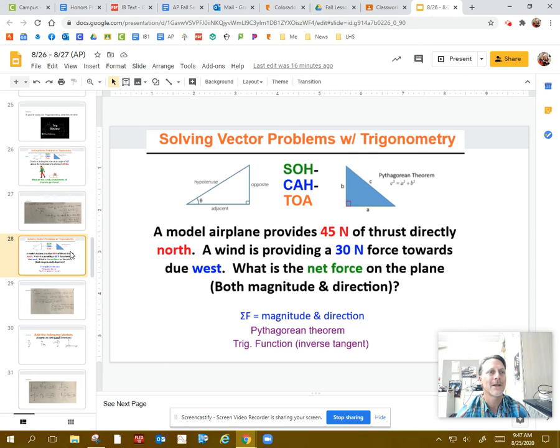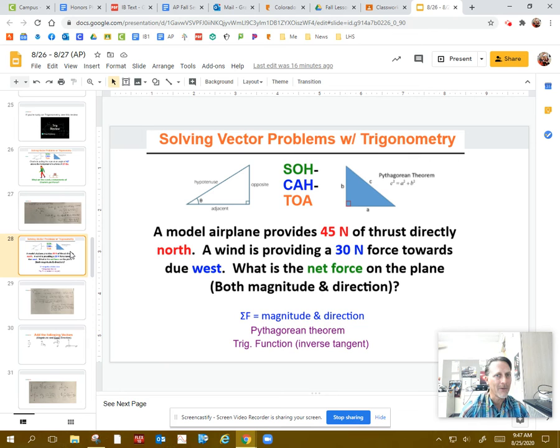Okay, let's say we have a model airplane that provides a 45 Newton thrust directly north. North is up. Wind is providing a 30 Newton force directly west. And notice with north and west, the angle between those is a 90-degree angle, so I'm using 90-degree angle trig. What is the net force? That's going to be the hypotenuse between those x and y components. And what would be the magnitude and the direction?